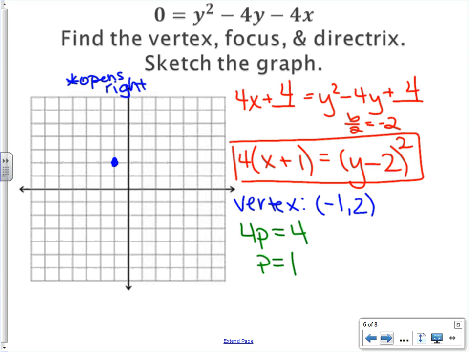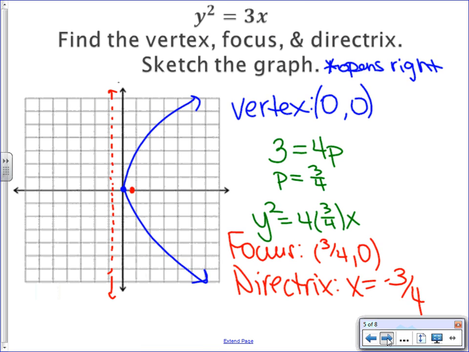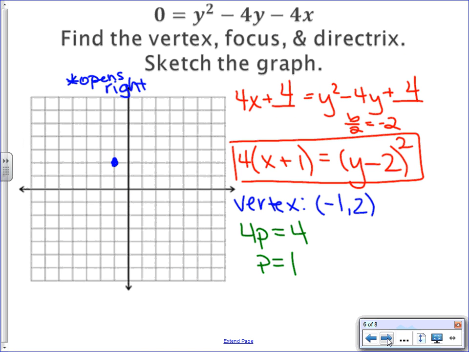Yes? I don't understand the p one. Well, in standard form, our coefficient is always 4p. So whatever our coefficient is in standard form has to be equal to 4p. So you always set the coefficient equal to 4p to determine what p is. If there is no coefficient, then it's 1. 4p is 1, so that would mean p is 1/4. Your coefficient would be considered 1, and you set that equal to 4p.